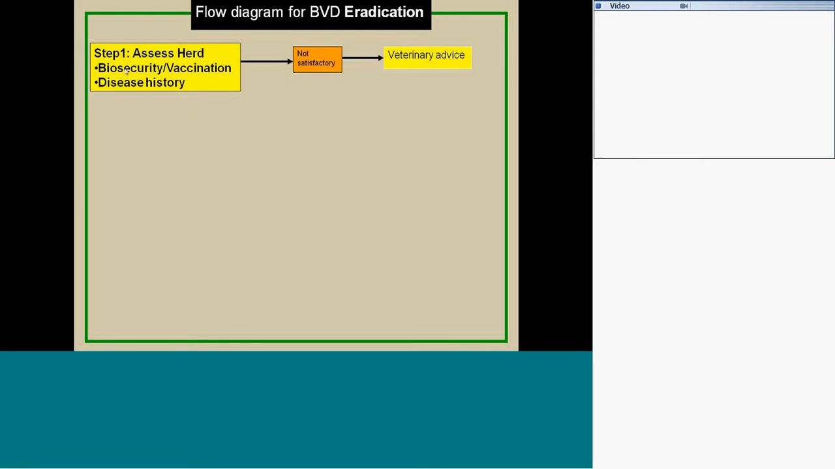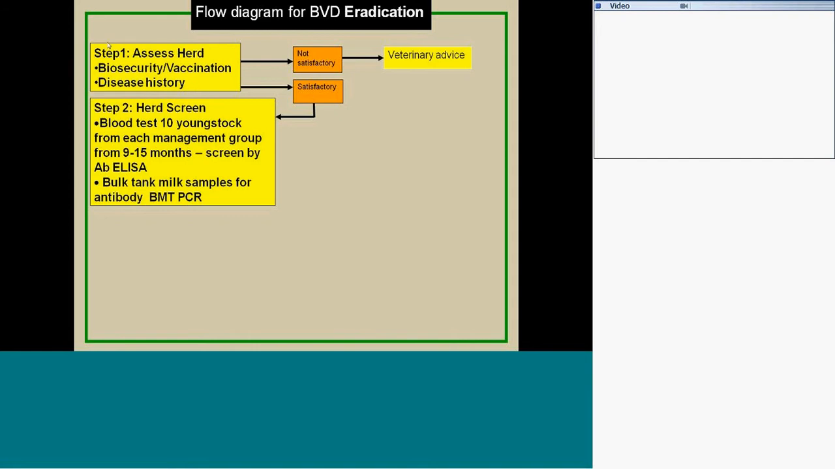If these two things particularly are not satisfactory, then talk to your vets again. Get some advice on what to do about biosecurity on fences, what to do about those brought-in animals more particularly. How do I need to test them? What should I do? Talk to your vet about the need for vaccination as well. So again, this is particularly important if biosecurity is difficult to control.